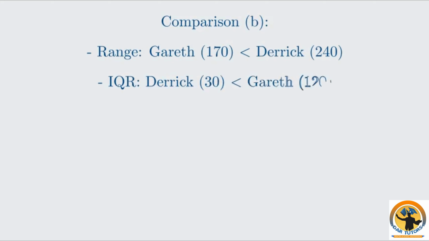Now let's compare the results for Part B. Derek has a much lower IQR than Gareth, 30 minutes compared to 120 minutes. For Part C, which measure is more appropriate for consistency? Consistency is about having little variation. In Derek's case, the range of 240 minutes makes his sleep seem very inconsistent.